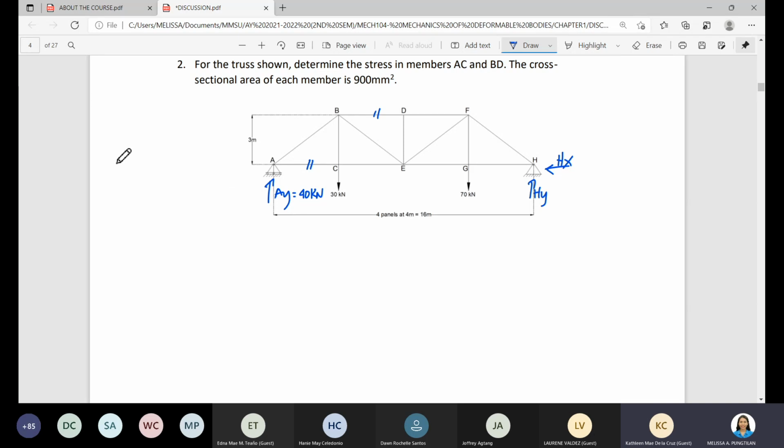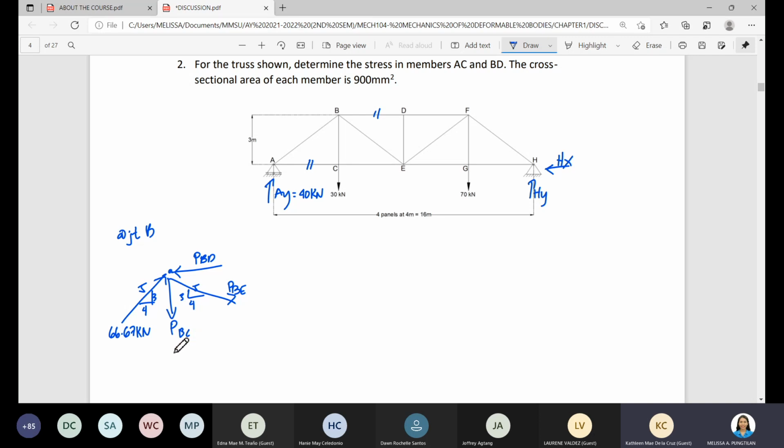So, for member BD, punta tayo sa joint B. So, at joint B, so yung ating force AB is in compression, which is equal to 66.67 kilonewton. And then, meron tayo ditong force BC. And we have force BE. Okay, so, slope, we have 3, 4, 5. Also have here 3, 4, 5.